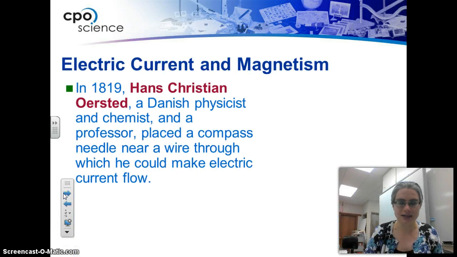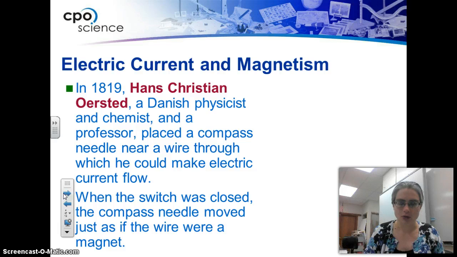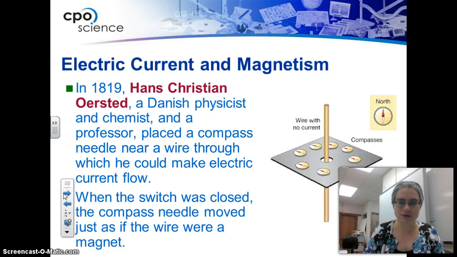So in 1819, Hans Christian Ørsted, a Danish physicist and chemist and a professor, placed a compass needle near a wire through which he could make electric current flow. When the switch was closed, the compass needle moved just as if the wire were a magnet. Now, this is the same experiment that made Michael Faraday so excited, and later on, James Clerk Maxwell.